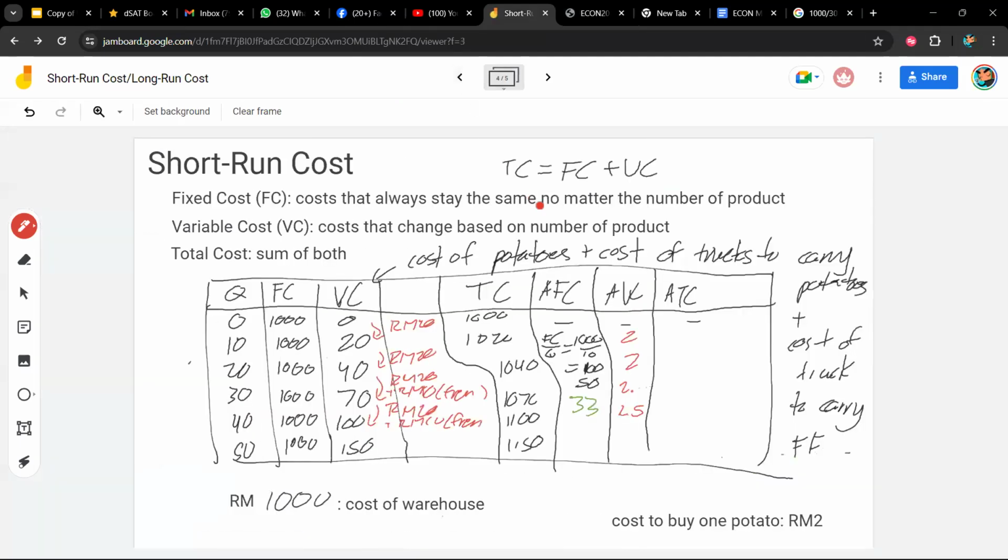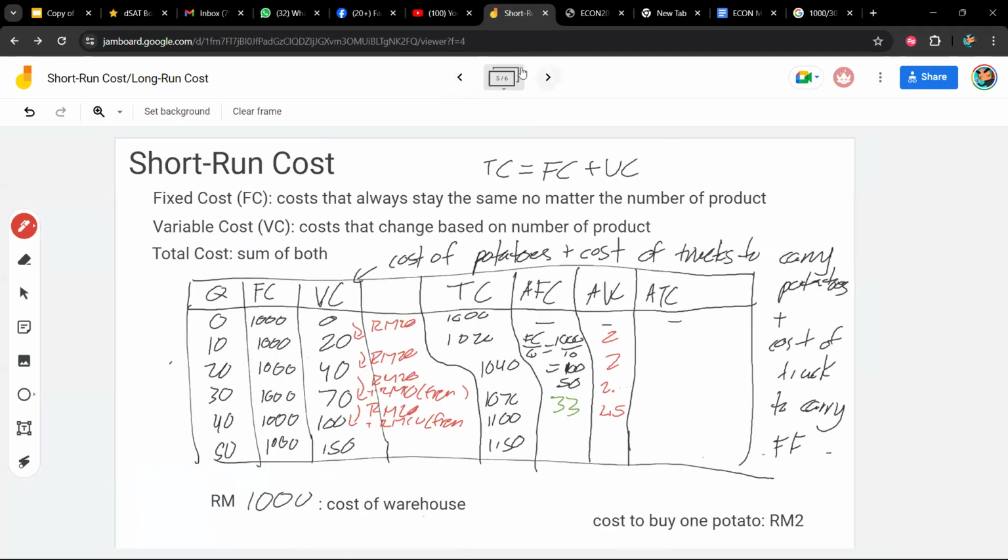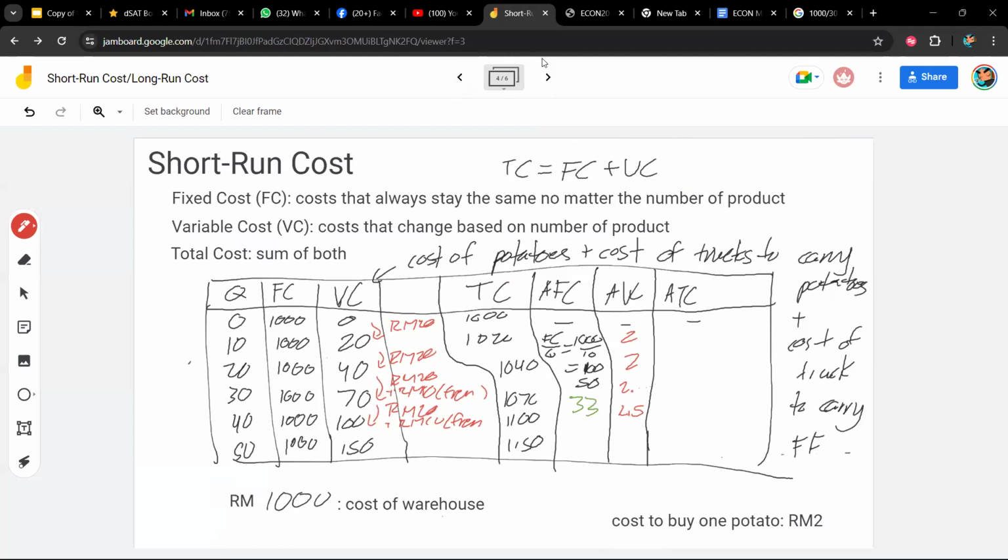So average fixed cost, average variable cost, and then average total cost. But yeah, is that okay? All right, all right. Okay, so yeah, I'll start up a new meeting link so we can go into more about short run. But I don't think I need to go too into detail about the rest of these.